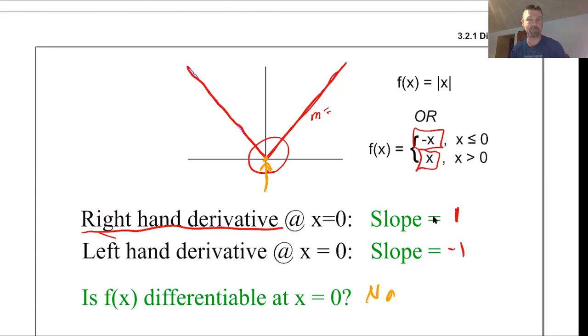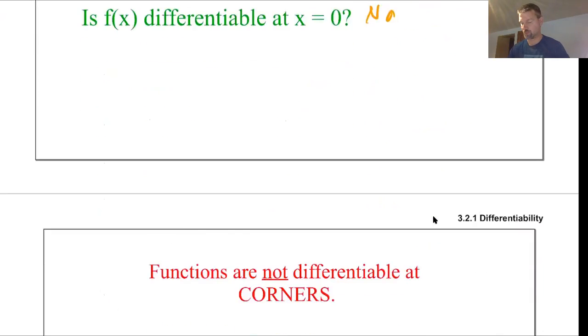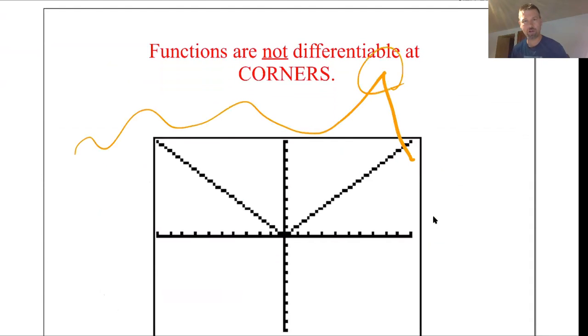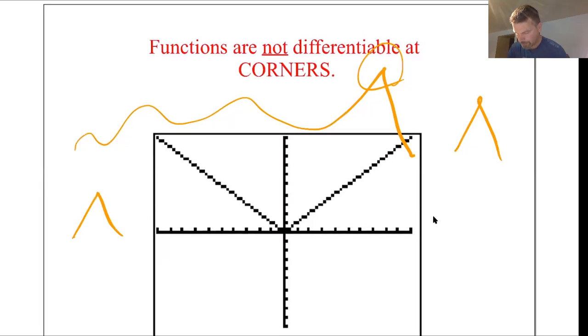That kind of point's given a name. It's called a corner. So one thing is functions are not differentiable at corners. So if you've got some function going along here and all of a sudden you see that sharp corner, not differentiable. Just make sure you understand the difference between a corner and a not corner. That's a corner. It's not differentiable.